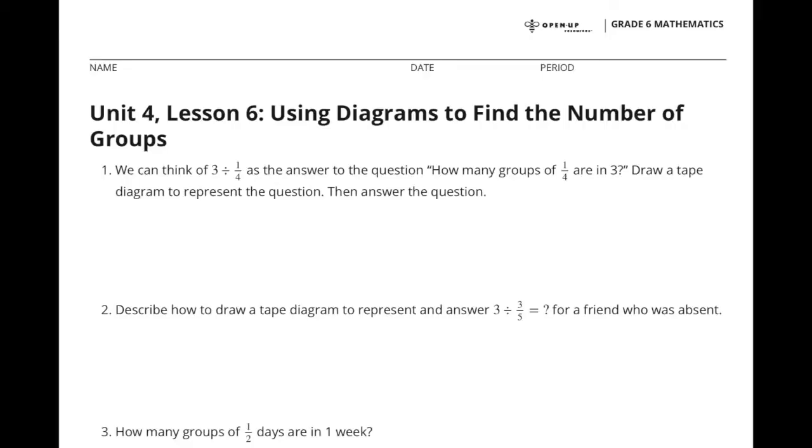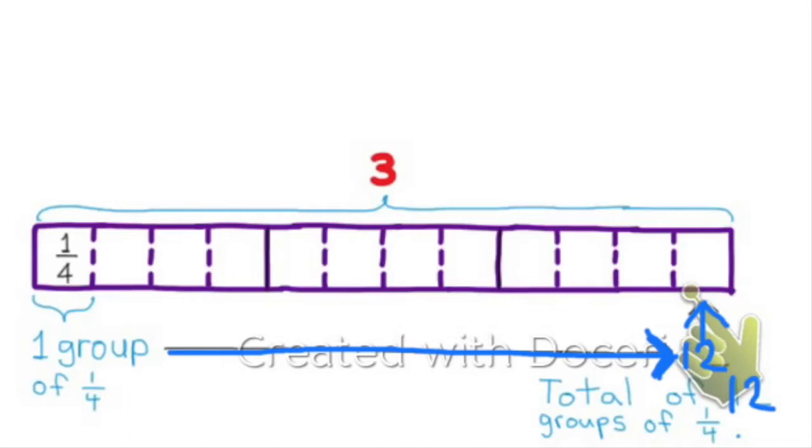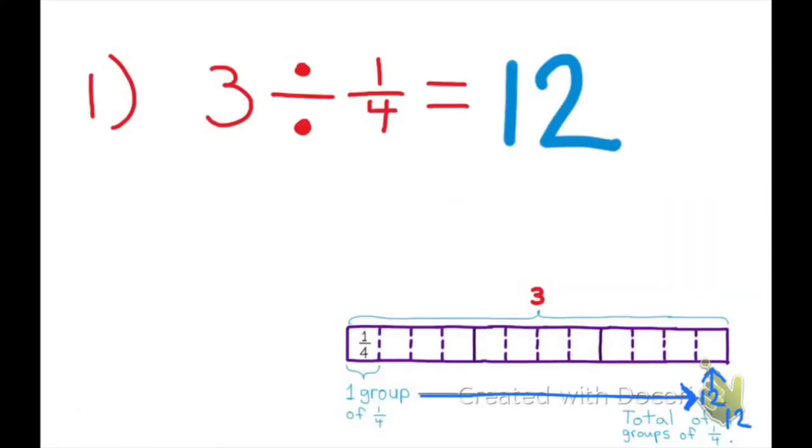Unit 4, Lesson 6, Using Diagrams to Find the Number of Groups. Number 1. We can think of 3 divided by 1/4 as the answer to the question, how many groups of 1/4 are in 3? Draw a tape diagram to represent the question, then answer the question. This entire tape diagram represents 3 whole units, and it's been divided up into 12 groups of 1/4. 3 divided by 1/4 equals 12.